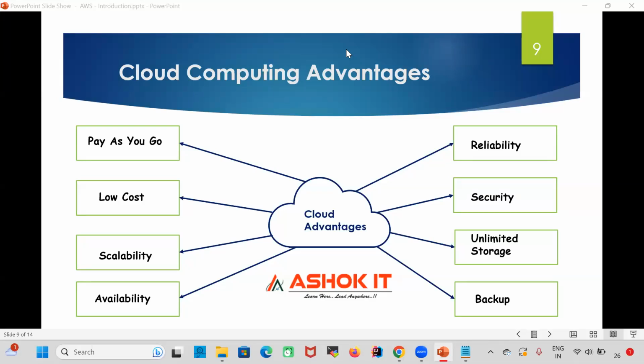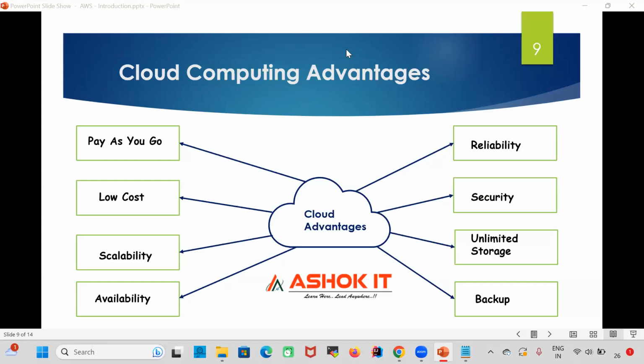And next one is scalability. When you want, you can increase your resources. When you don't want, you can decrease your resources.